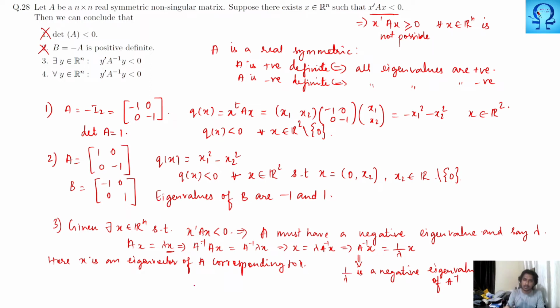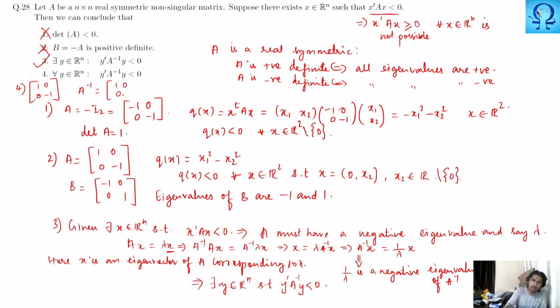Just go back to the point where we started. That tells us there exists some y in Rn such that y transpose A inverse y is negative. This y is an eigenvector of A inverse, which corresponds to the eigenvalue 1 upon lambda. So option 3 is true. To check option 4, just consider the matrix 1 0 0 minus 1. Here your A inverse would be the same thing, 1 0 0 minus 1. So for all y in Rn, that is not true. Just consider this example, and you can prove that.